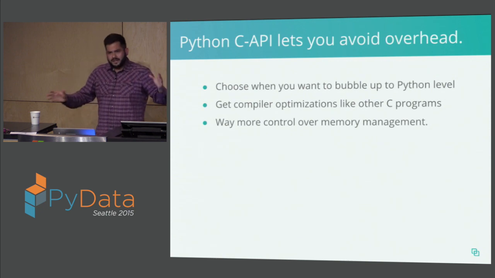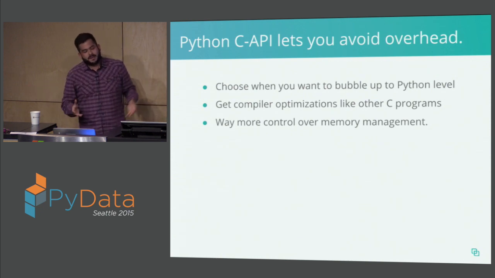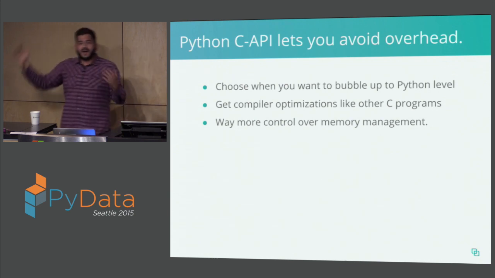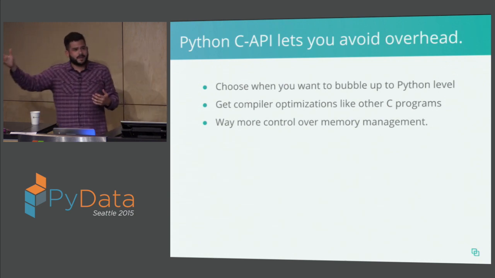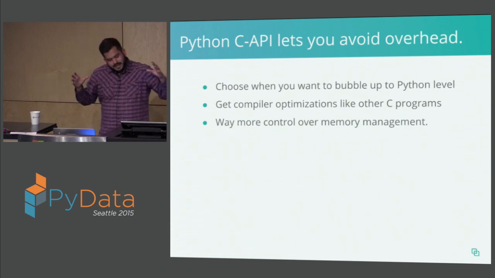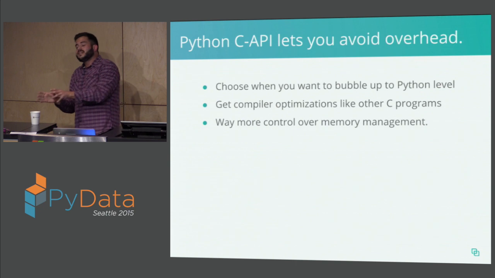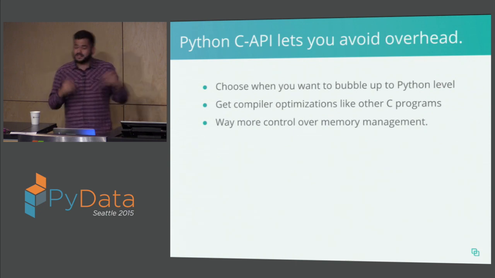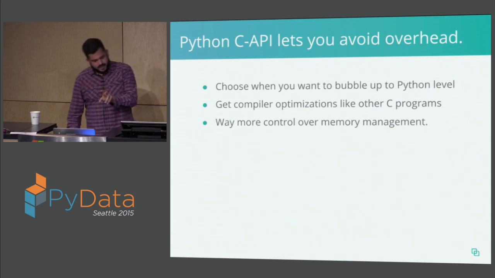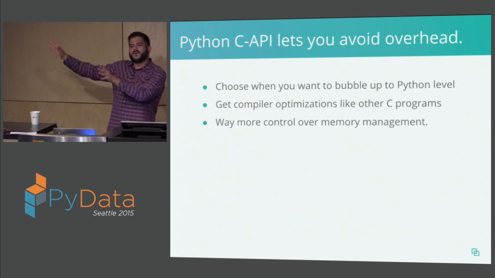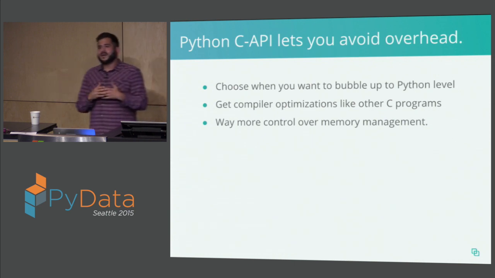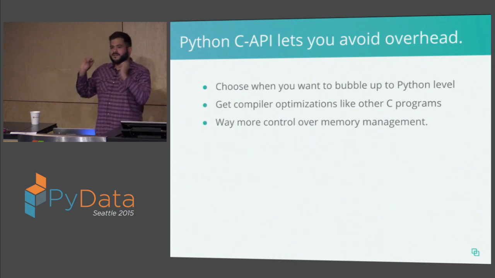So one way that you can avoid this overhead is with the Python C API. It lets you choose when you want to bubble up to the Python level. And the Numba talk in particular talked about some ways to avoid the GIL. So that lets you write code at the C level and get some nice optimizations, a lot more control over memory management and stuff like that. There is a way to interact with code at the C level, and the Python C API is non-trivial, so I'm just going to hand wave there.